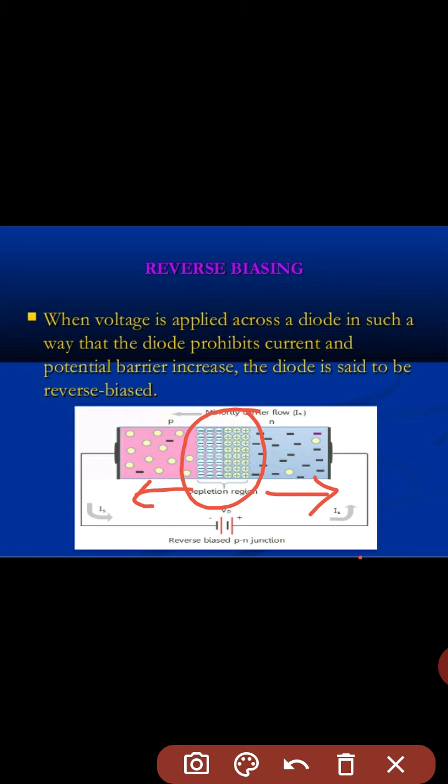Only a small amount of current flows due to minority charge carriers. The minority charge carriers are electrons from the p region and holes from the n region. Due to such minority charge carriers, we get a small amount of flow of current.